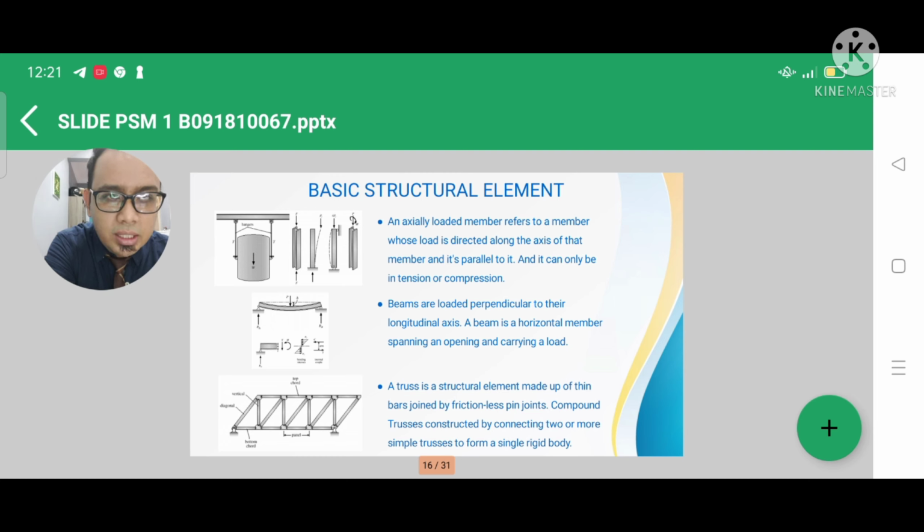Next, a truss. A truss is a structural element made up of thin bars joined by frictionless pin joints. A compound truss is constructed by connecting two or more simple trusses to form a single rigid body.